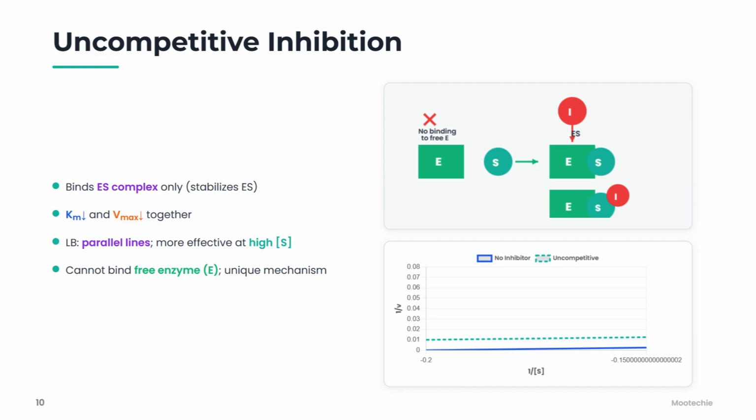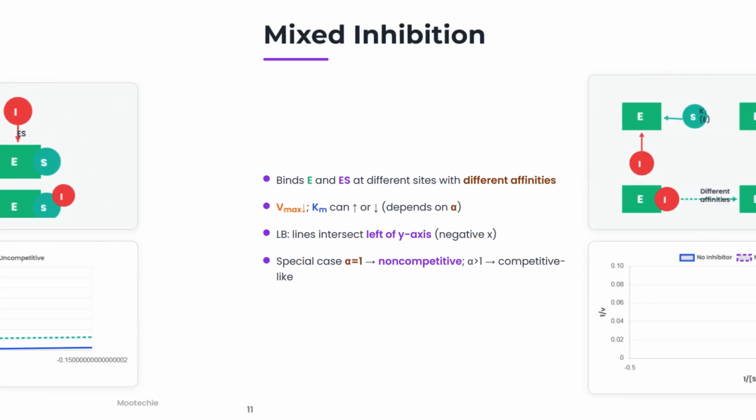This inhibition becomes more effective at high substrate concentrations. A key point is it cannot bind the free enzyme, making it a unique mechanism. The slide shows a simple diagram indicating no binding to free E, only to the ES complex. A Lineweaver Burk plot shows parallel lines for no inhibitor and uncompetitive inhibition.